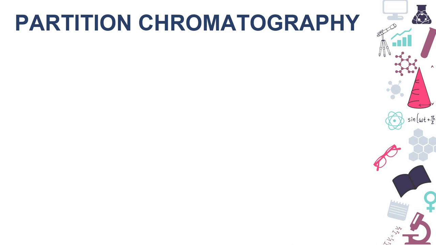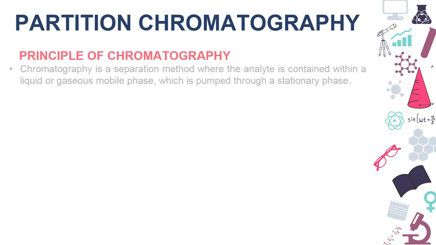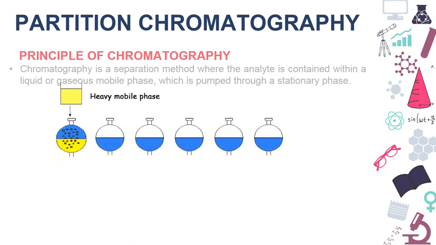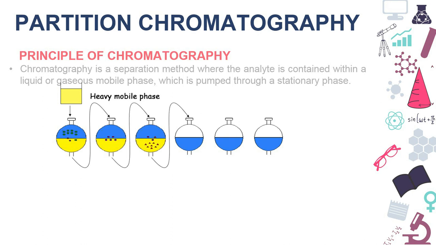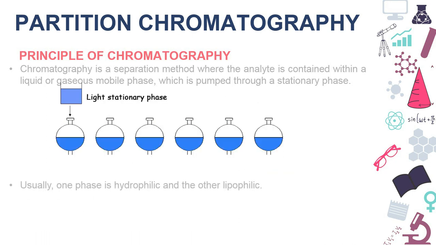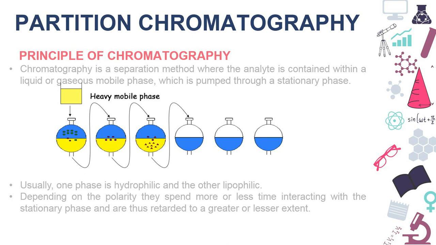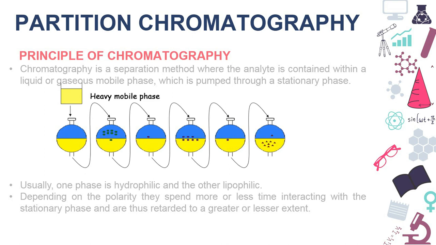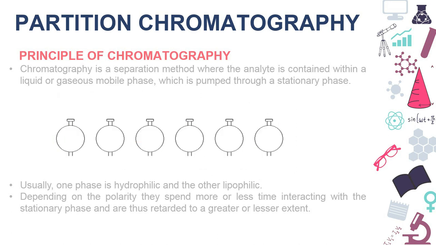Now partition chromatography. This is a method of separation where the analyte is contained within a liquid or gaseous mobile phase, and this phase is pumped through a stationary phase. Like in the animation given, there is the heavy phase and the other phase, which is done to get partition chromatography. Usually in this, one phase is hydrophilic and the other is lipophilic, and depending upon the polarity they spend more or less time interacting with the stationary phase and thus are retarded to a greater or lesser extent.